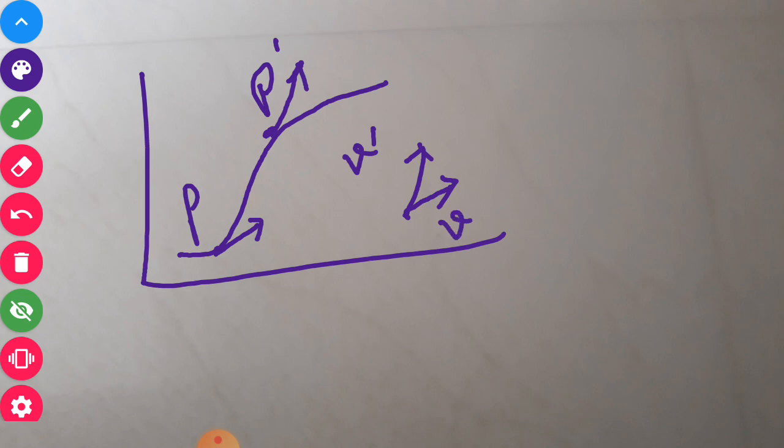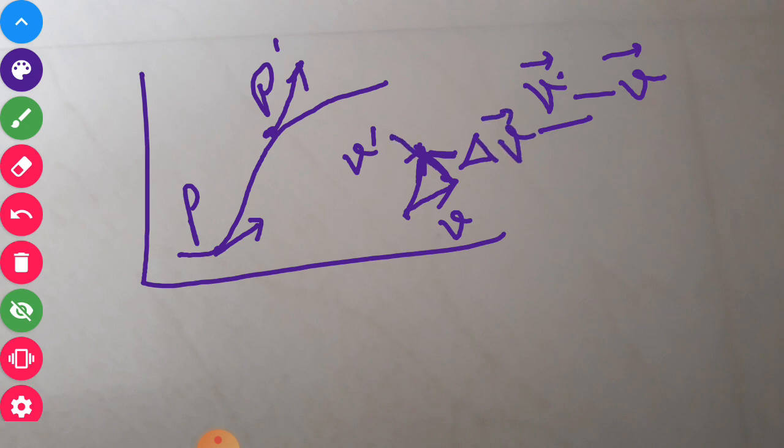Now we want to find the change in velocity, so you join the heads and draw the vector direction towards v prime, because we want to find v prime minus v. If you want to find v prime minus v, then you have to draw the arrow in the direction of v prime. So the arrow is in this direction, so delta v is in this particular direction, we can say.